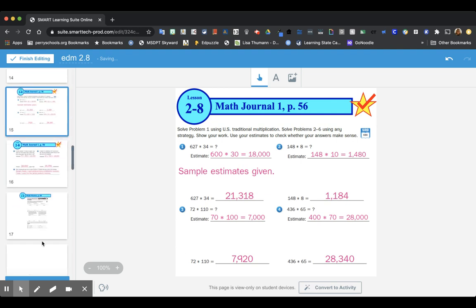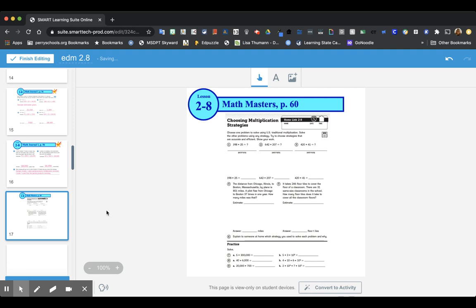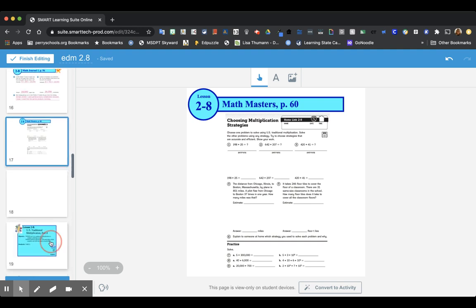So that is the end of part 4 of U.S. traditional multiplication. And just like in lesson 2.7, Home Link 2.8 is another great review for choosing multiplication strategies. You can see that we've got basic multiplication problems, a couple more word problems, and more powers of 10 practice at the bottom. These Home Links are always great to review what you've been practicing. That way, if you have questions, you can use these to also get more help and more review.